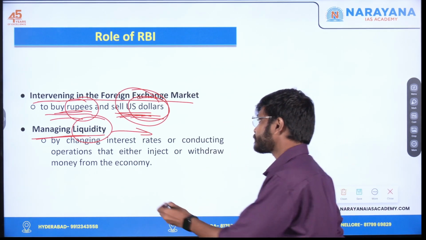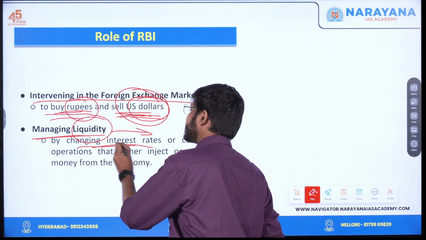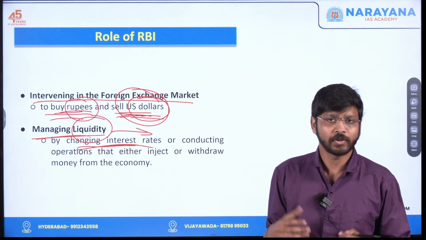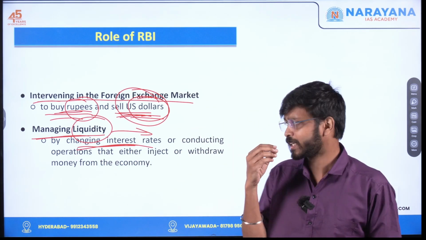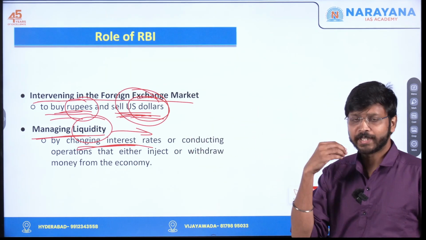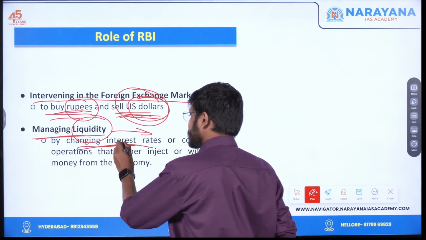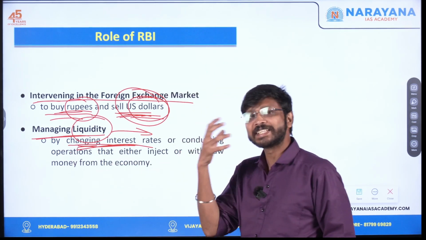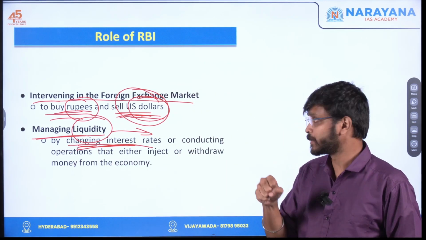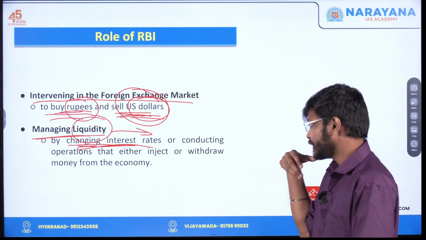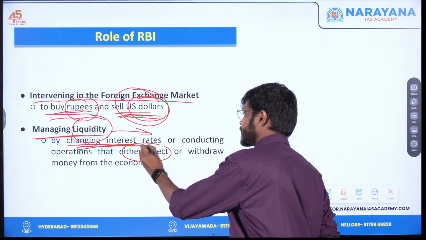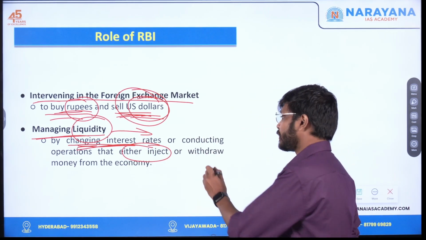So what can they do? They can change the interest rate. This is known as open market operation. Many things are there. You might have studied regarding RBI itself. I'm not going into detail on it. So they'll be changing the interest rate. It can either be to inject money or to withdraw money also.